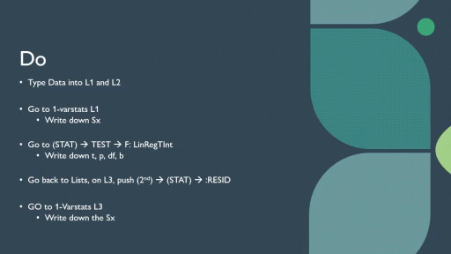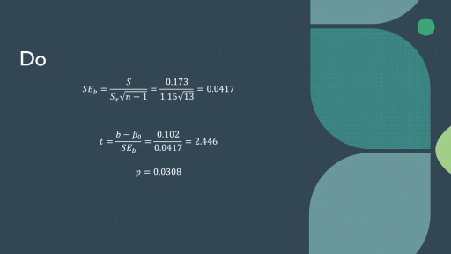Okay, so those are the numbers that you need, and if you have gone through all those and typed all those numbers in, this is what you would have. So 0.173 over 1.15 root 13 is equal to that number, and then you take the difference, which was basically the b value, divided by whatever that standard error was, and that got you 2.44 and a p-value of about 0.0308. Again, a lot of work. You're probably not going to have to do all this for an AP exam. This is a lot of extra work, but this is how it's done by hand.